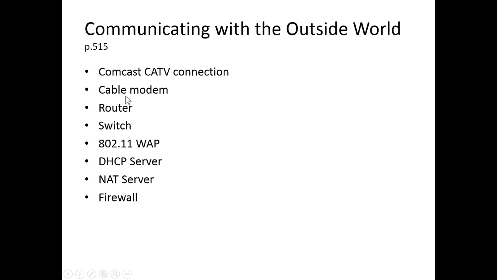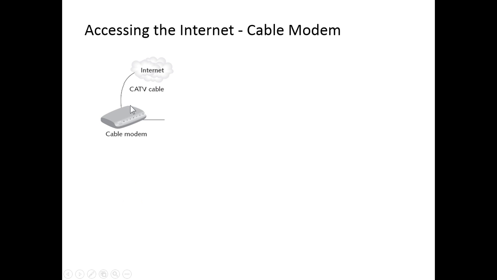You would need a cable modem, a router, a switch, most likely a wireless access point, a DHCP server, a network address translation server, and a firewall. And the first thing that you would need would be the connection to the internet. So that would be the cable TV connection and the cable modem. So that would be the first component that you would need.